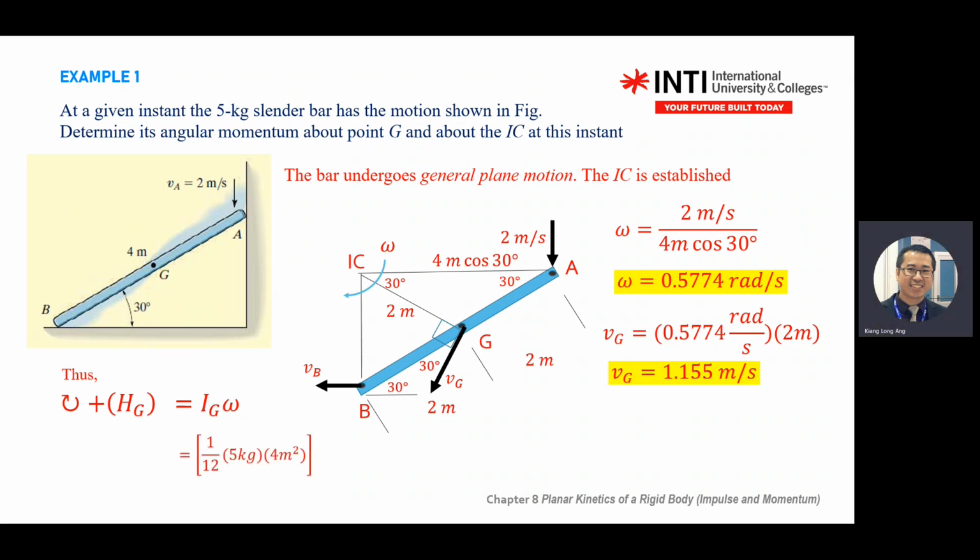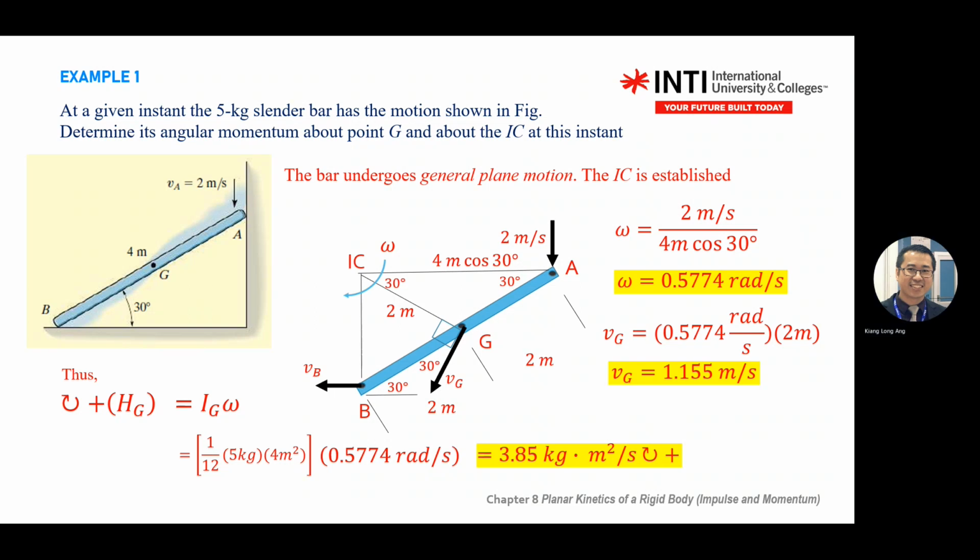Ig, where do you get Ig from? From the table. This is a rod, so you refer to rod at the point G there. It gives you 1/12 mL square. This one you refer to the table. Okay, omega already fine. You substitute, you get the answer. Right. So important is to give the direction of your momentum. So in this case, clockwise.